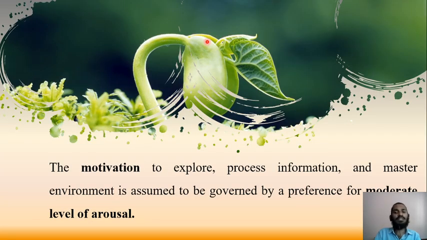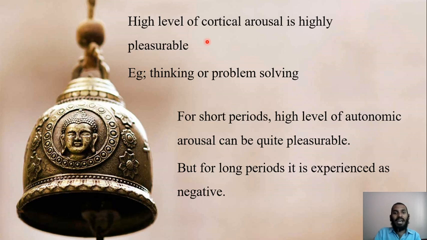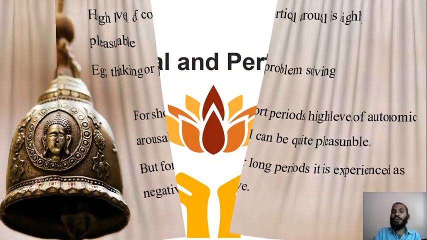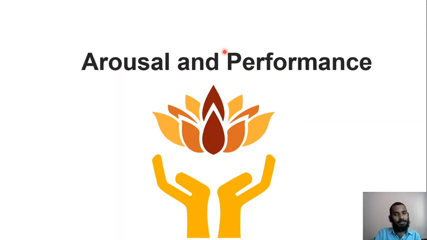Motivation to explore, process information, and master the environment is assumed to be governed by a preference for a moderate level of arousal. And please remember this point. High level of cortical arousal is highly pleasurable. That thinking or problem solving is some sort of pleasurable for some people. But for shorter periods, a high level of autonomic arousal can be quite pleasurable, but when the time increases, it becomes negative, or you can feel some sort of disturbance. Now we are moving to arousal and performance.